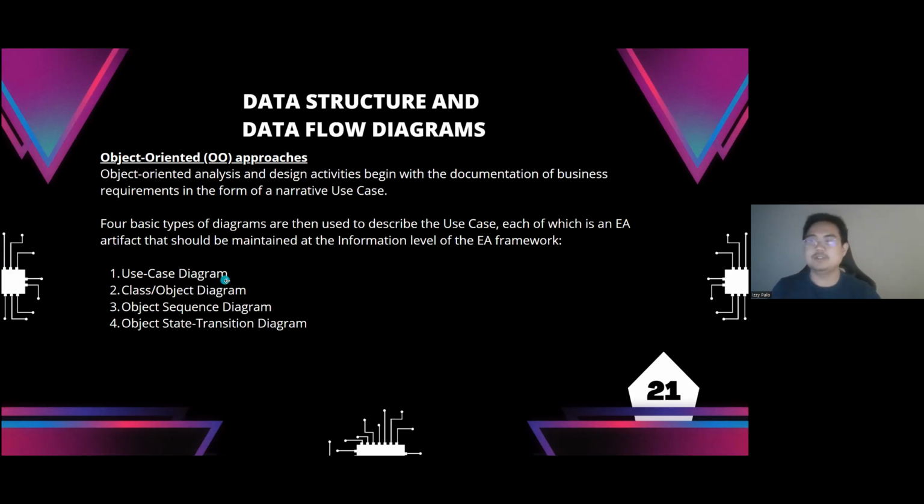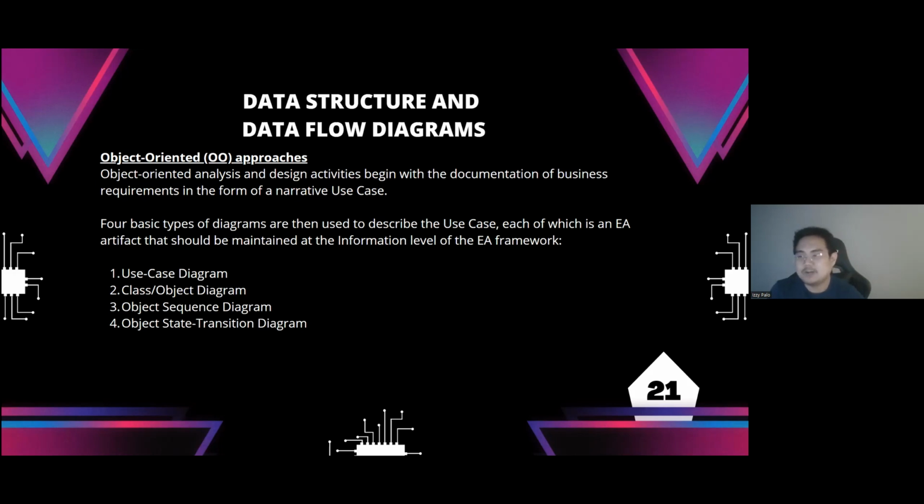So first we have the use case diagram. It shows a snapshot or overall view of the activities and actors in the information system. We also have the class and object diagram. It shows the static views of things that interact with each use case. We also have the object sequence diagram. It shows how groups of objects exhibit behaviors in response to a specific event called a trigger.